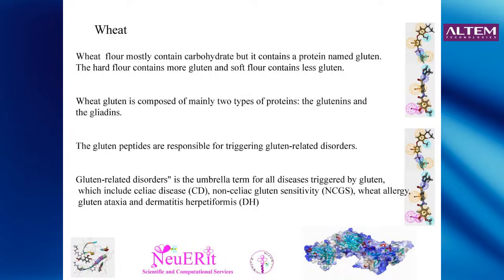Wheat gluten is composed of mainly two types of protein, the glutenins and the gliadins. The gluten peptides are responsible for triggering gluten related disorders. Few people have intolerance to gluten, and for them gluten free wheat is suggested. If someone has this kind of disorder or intolerance, they can go through this data and get more information.